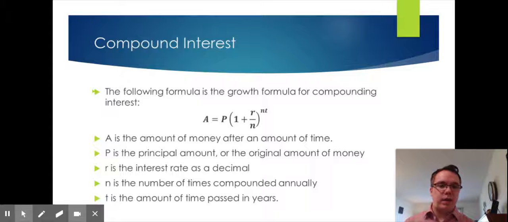R is still going to be a growth rate, and we're still going to change that to a decimal. The only difference between yesterday and today is we now have n, the number of times it's compounded annually. So it might be compounded biannually or quarterly or once a month. So we're going to have the number of times that happens per year. And t is still the amount of time that passes in years.